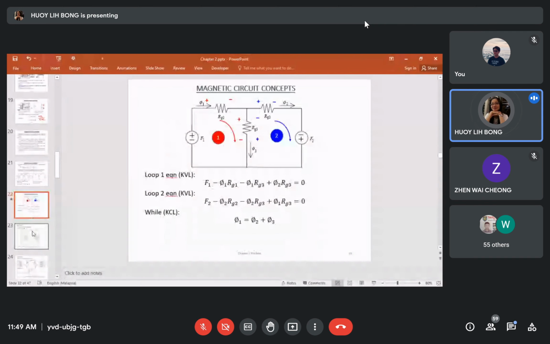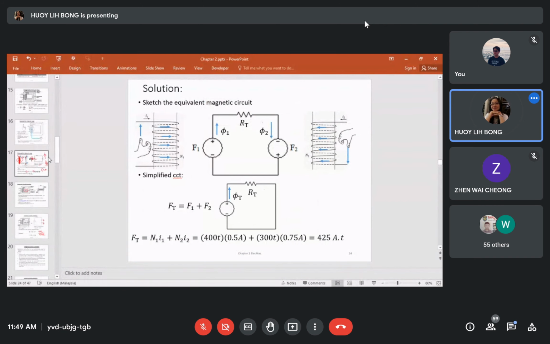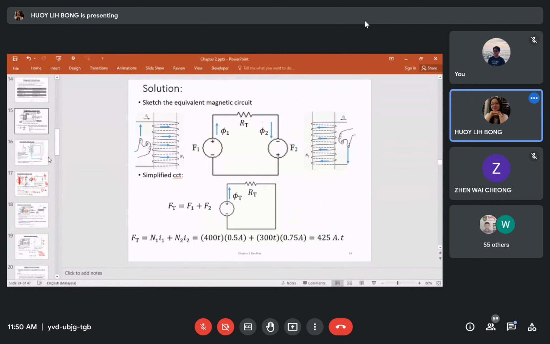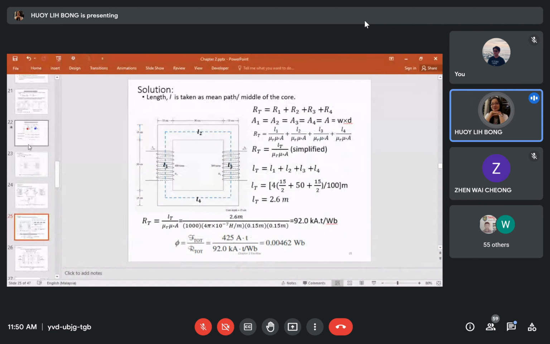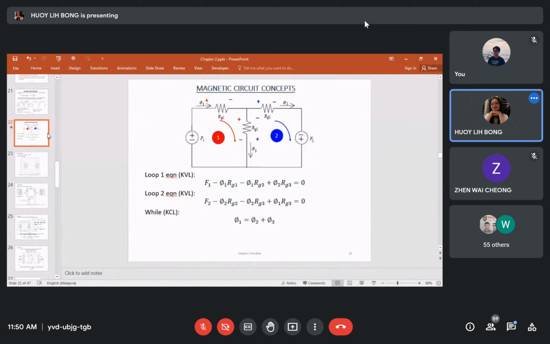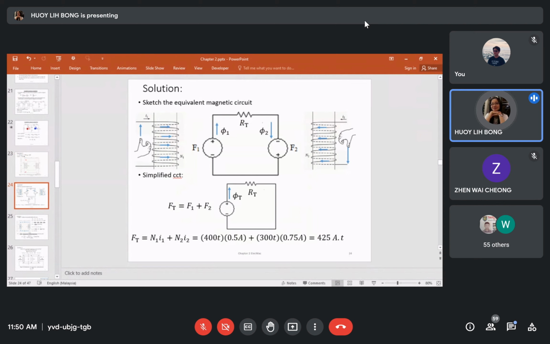Did we go through this example in the video just now? The video only stopped here, right? So the next video will cover all of this example here. Again, we are taking the length in the middle, here, here, here, and here, which you can see in the video later.